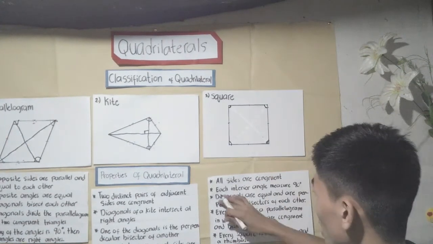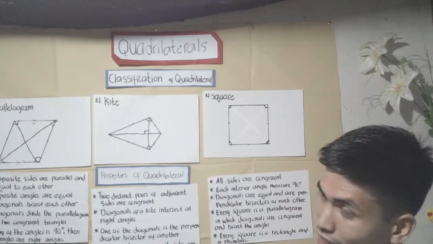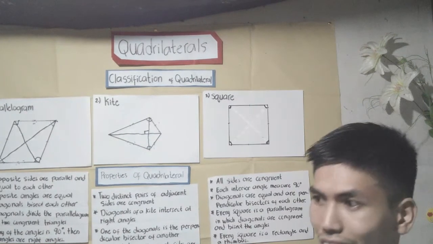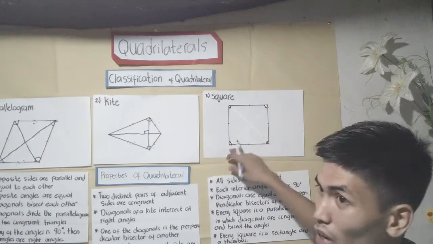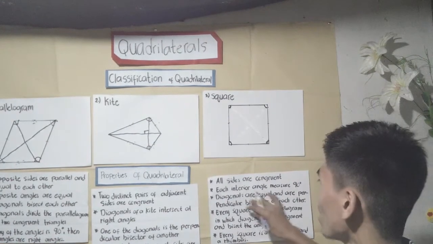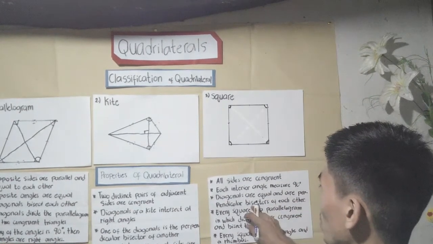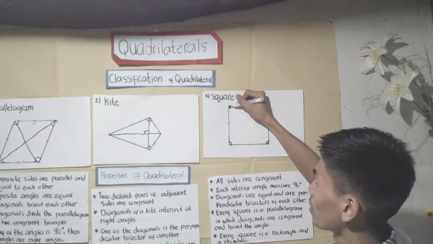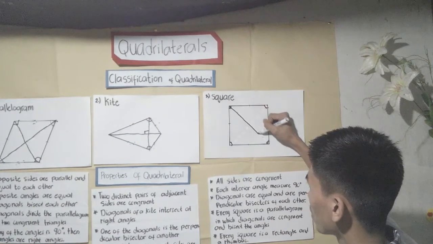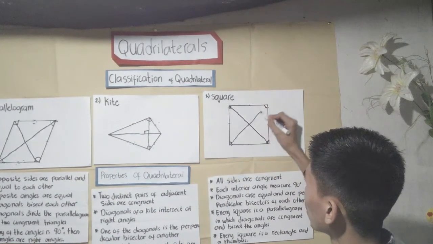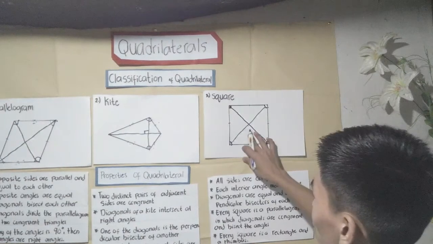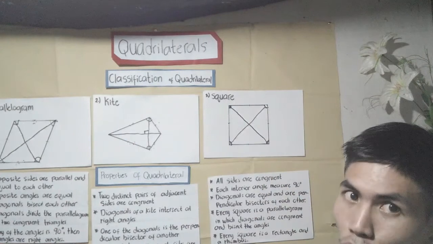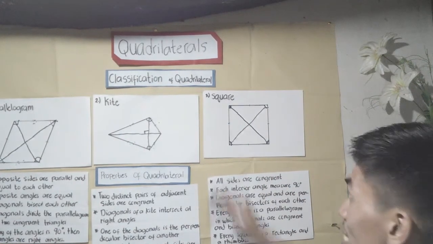Its interior angles measure 90 degrees. So this angle here, the angle here, and the angle here measure 90 degrees. These four angles measure 90 degrees. The diagonals are equal and are perpendicular bisectors of each other. So let's draw a diagonal, another diagonal. As we can see, there are four triangles inside a square.